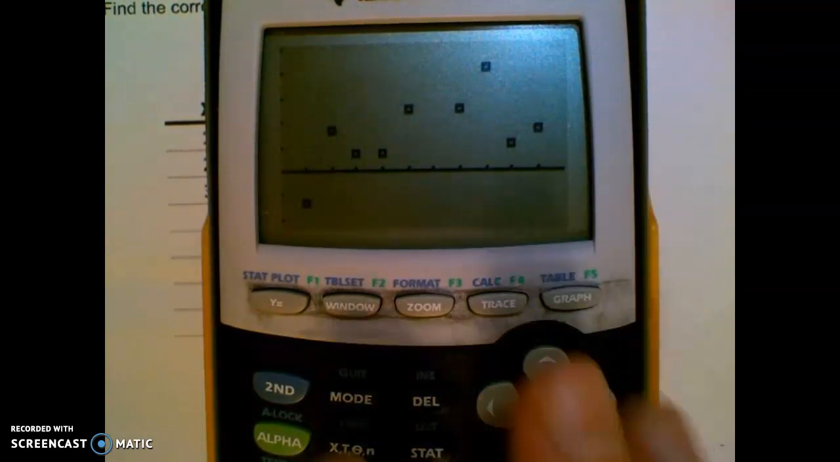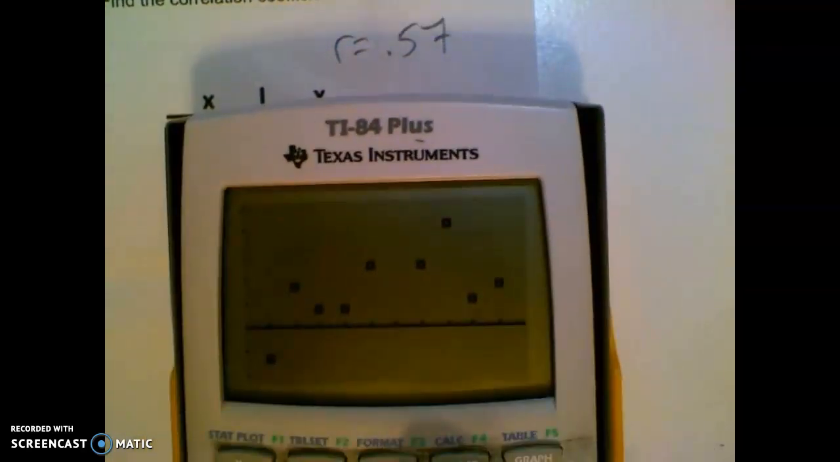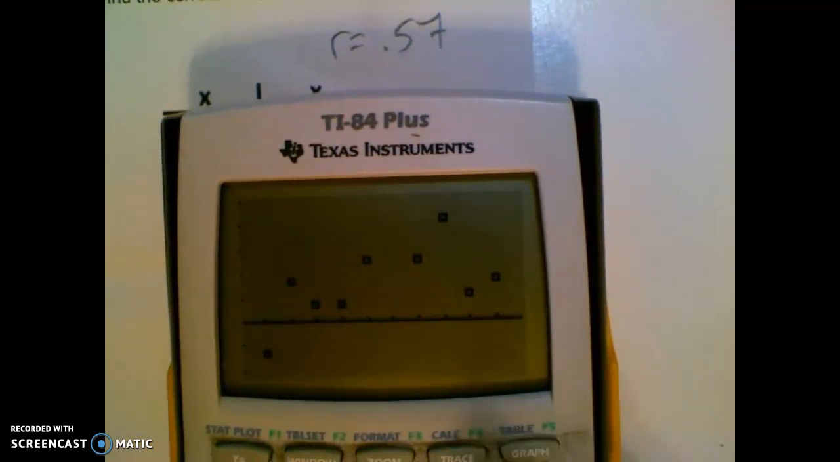So don't forget that the number between -1 and 1 tells you how closely that data is related to a straight line, 0 meaning not related at all, and 1 or -1 being perfect lines.